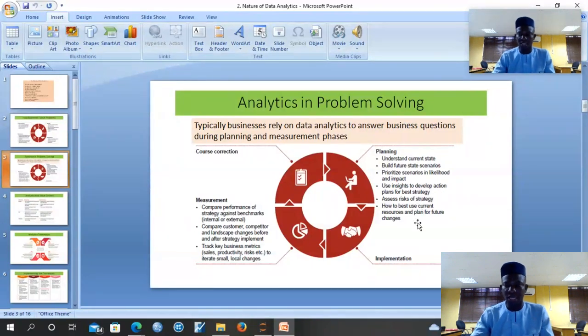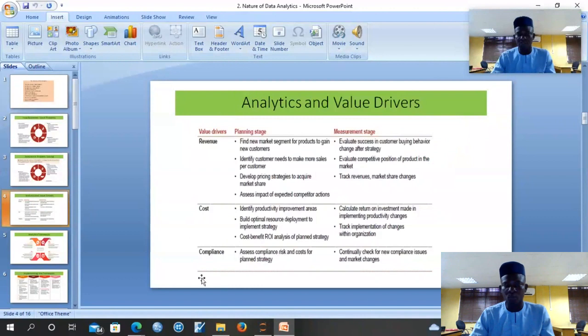That is, if it ends like this, this is what we will take. If it's like this, this is what the organization will do. How best to use current resources for the future. And when it comes to the measurements, you compare performance against a benchmark. So you need to get a benchmark, both internal or external. Compare the results before and after the intervention or the strategy or action. Then you track the relevant metrics to get the result.